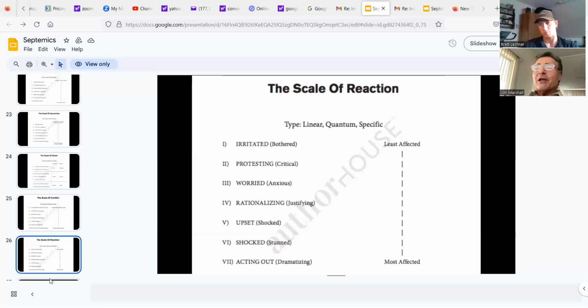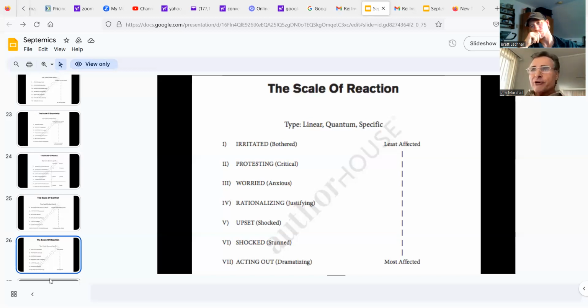And it's specific, meaning it has a context. So are you reacting in your relationship with your son? Are you reacting in your relationship with your wife? Are you reacting in your relationship with your boss? You see? You're going to have different levels for different contexts.